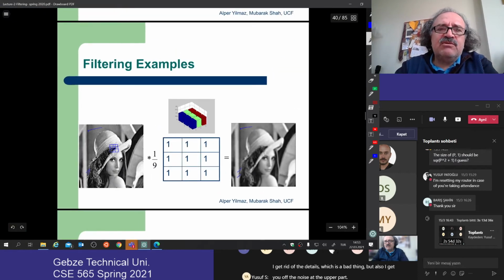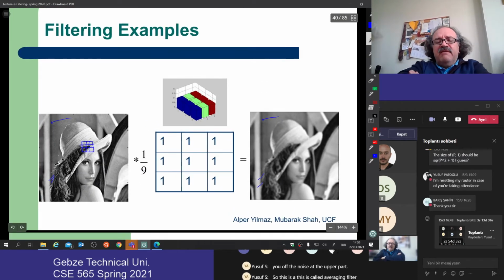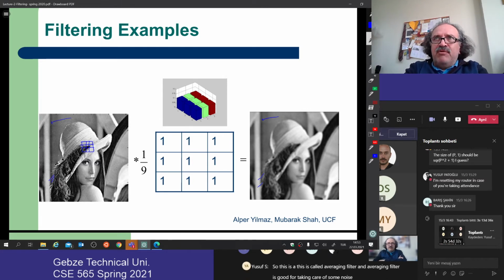So this is called an averaging filter. An averaging filter is good for taking care of some noise. It is not the perfect noise elimination way, but again, it works out to some point.